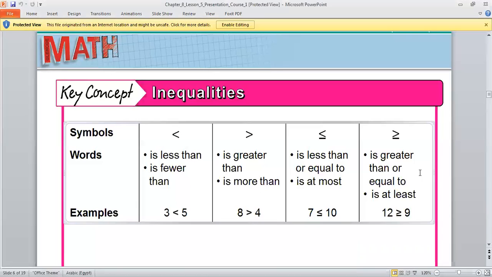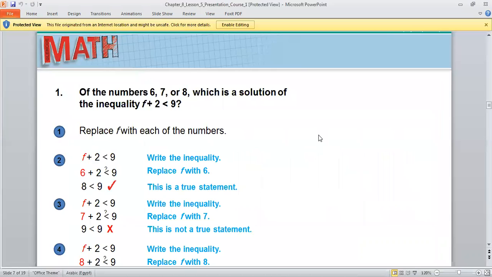Number 4. Yes. Is greater than or equal to is at least. So the first one is greater than or equal to, or is at least. Okay? We need to go to the first example.